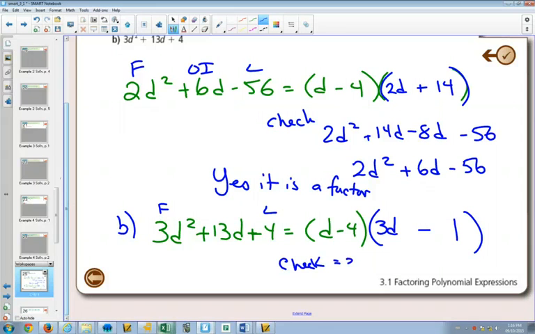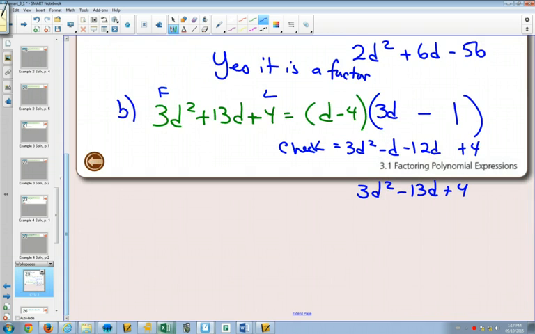We know that d times 3d will be 3d squared, and we know negative 4 times negative 1 is positive 4. Now when I do my outside, I'm going to get negative d. Inside, I'm going to get negative 12d. And when I simplify that, I get 3d squared minus 13d plus 4. Is that what we had to begin with? No. We had a plus 13d. So in this case, we would say no. It is not a factor.